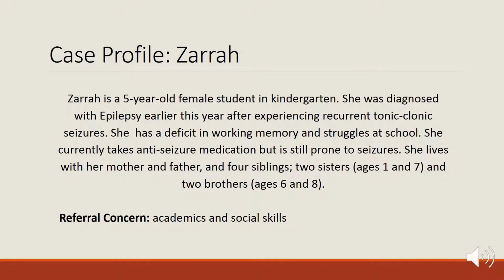Let's look at a case profile. Zara is a 5-year-old female student in kindergarten. She was diagnosed with epilepsy earlier this year after experiencing recurrent tonic-clonic seizures. She has a deficit in working memory and struggles at school. She currently takes anti-seizure medication but is still prone to seizures. She lives with her mother and father and 4 siblings, 2 sisters, ages 1 and 7, and 2 brothers, ages 6 and 8. The referral concern is academic and social skills.